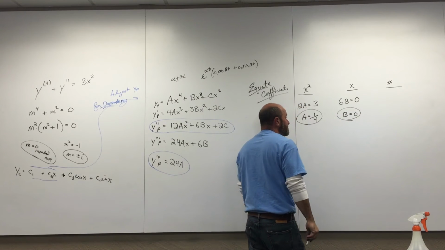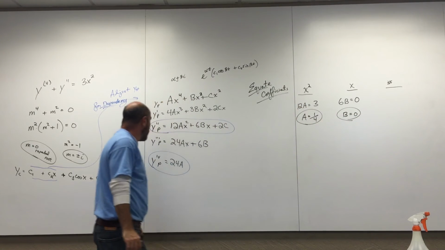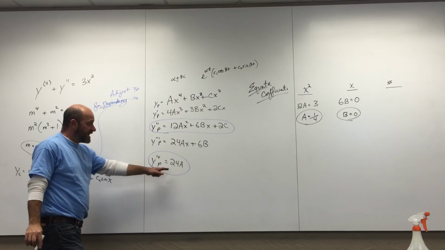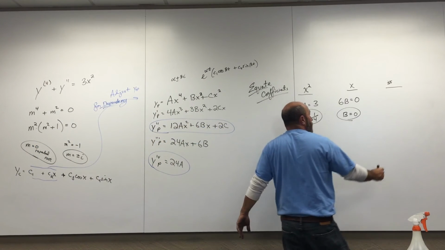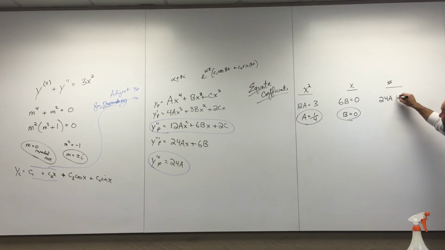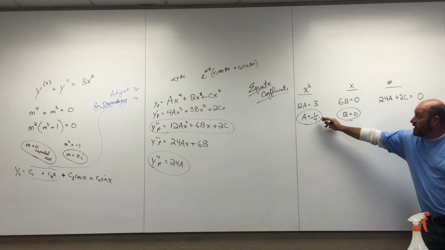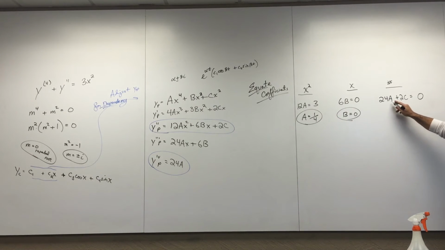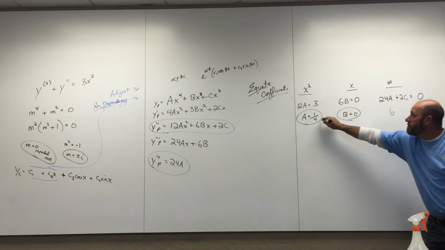That's awesome. Let's look for the plain old numbers. I have a 24a and a 2c, and they have to add up to 0. But that doesn't mean C is 0 or A is 0. We're going to find a C this time. We already know A is 1/4. So if I plug in that 1/4, this becomes a 6.